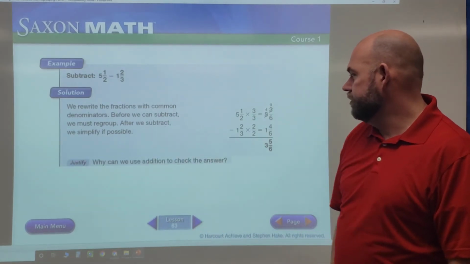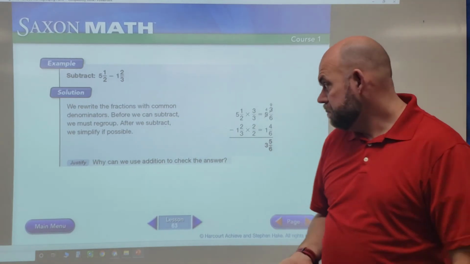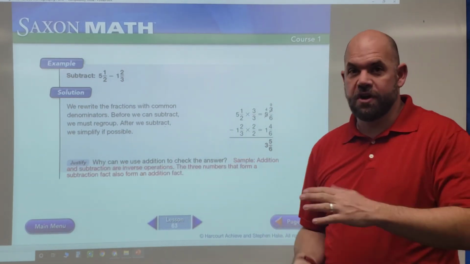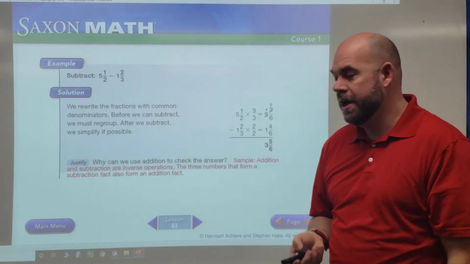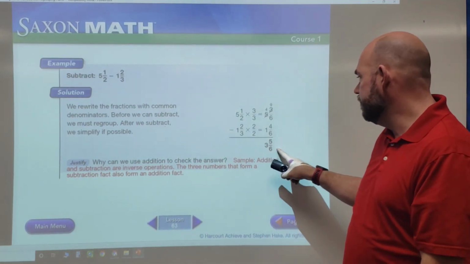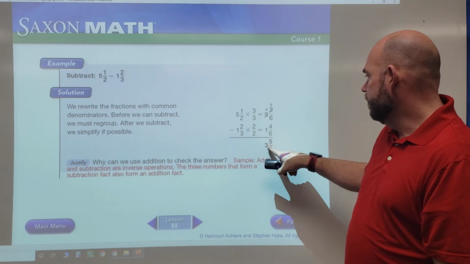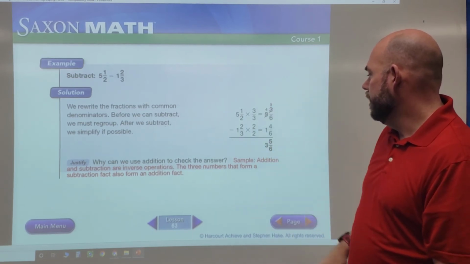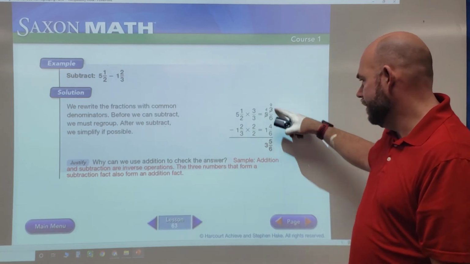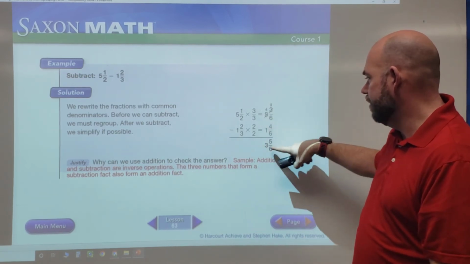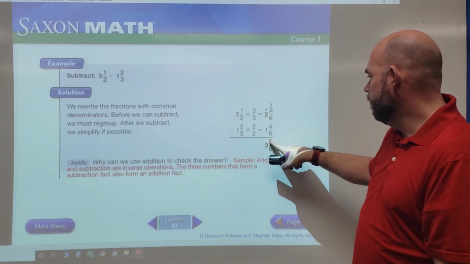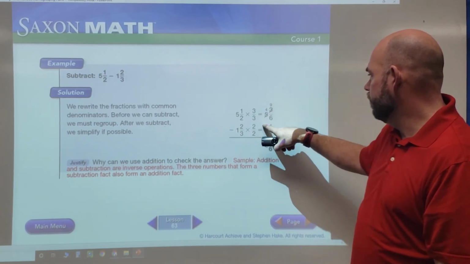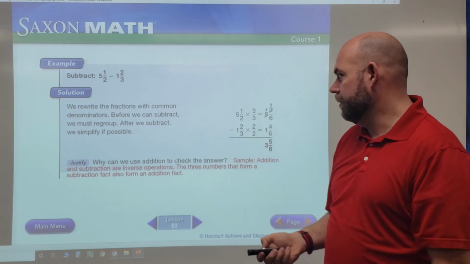Why do we use addition to check the answer? It's just because they're inverse operations. Addition and subtraction, you just do the inverse operation, and you can check your answer. So this one's an easy one. If you want to check it, you can just add 1 4/6 to 3 and 5/6 and see if that equals the original. So we subtracted here, we have to add here. So if we just add that back, 5 plus 4 equals 9, 3 plus 1 equals 4, it checks out.